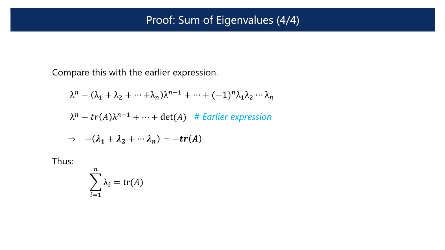This result shows that the sum of the eigenvalues of A is equal to the trace of A, which is the sum of its diagonal elements. This holds for any n by n square matrix, whether it is diagonalizable or not.